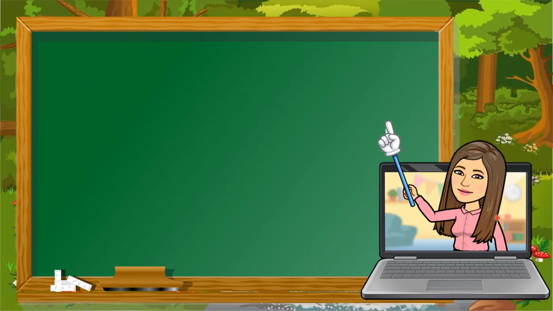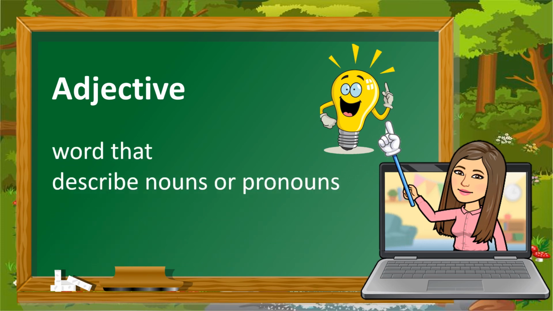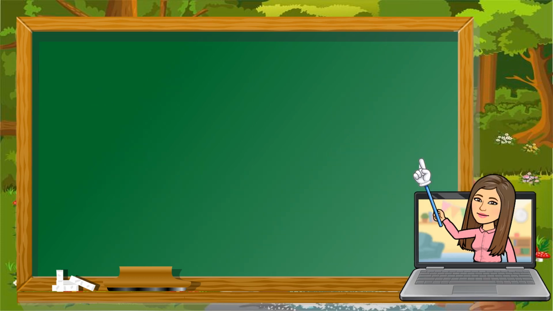So let us start. Let us define what an adjective is. Children, an adjective is a word that describes nouns or pronouns. So it has something to do, children, with nouns or pronouns. So when we say describe, you are going to tell something about that specific noun and that specific pronoun we are talking about. Okay? All right, so let us move on.